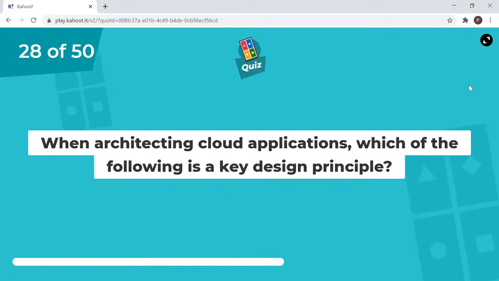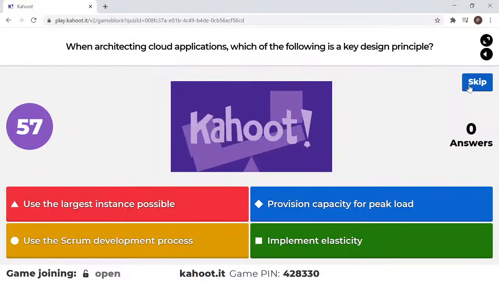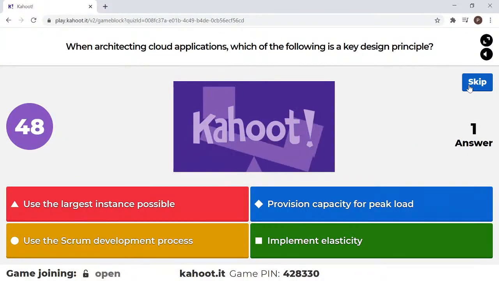When architecting cloud applications, which of the following is a key design principle? Use the largest instance possible, provision capacity for peak load, use the Scrum development process, implement elasticity.